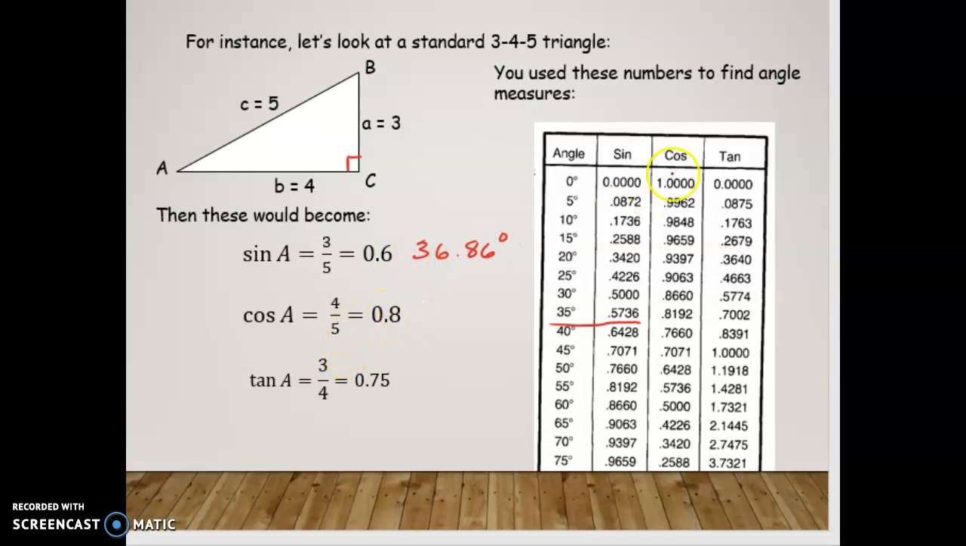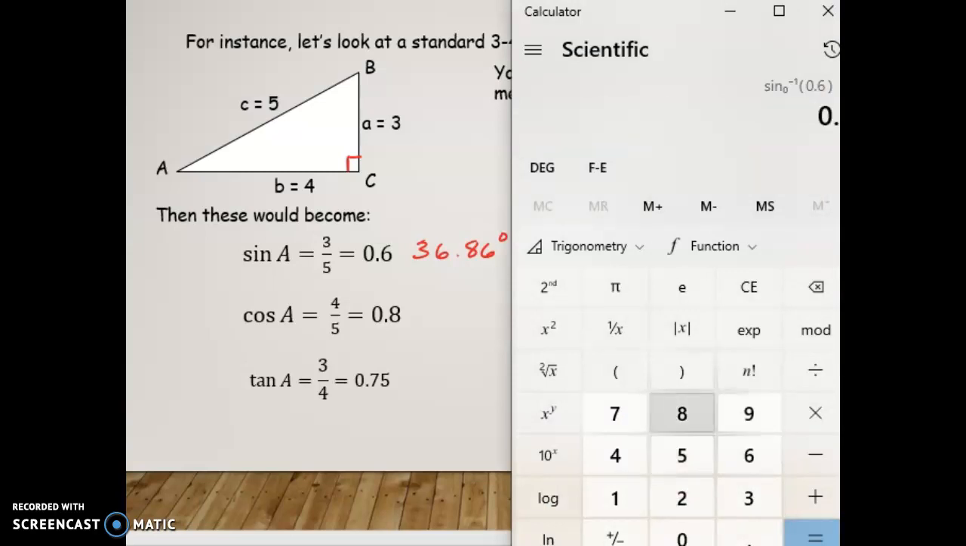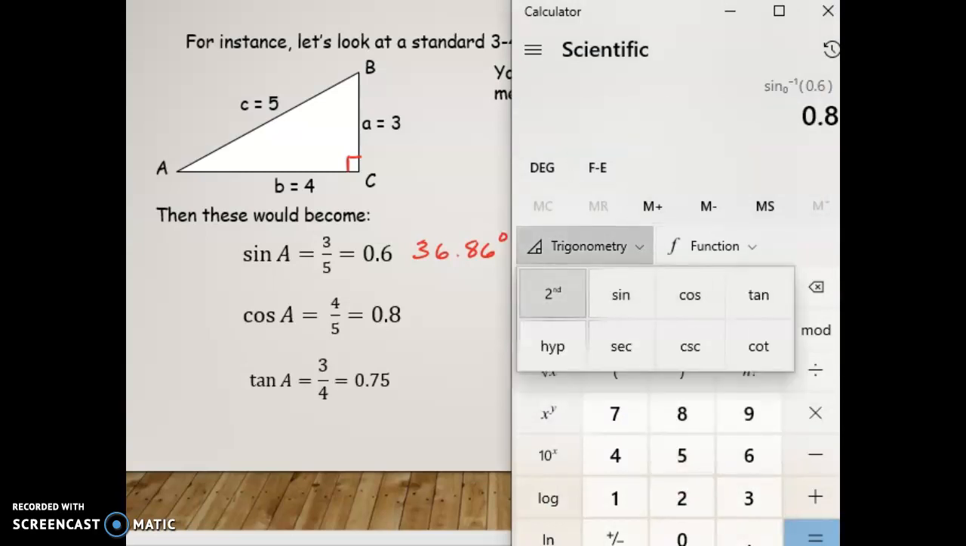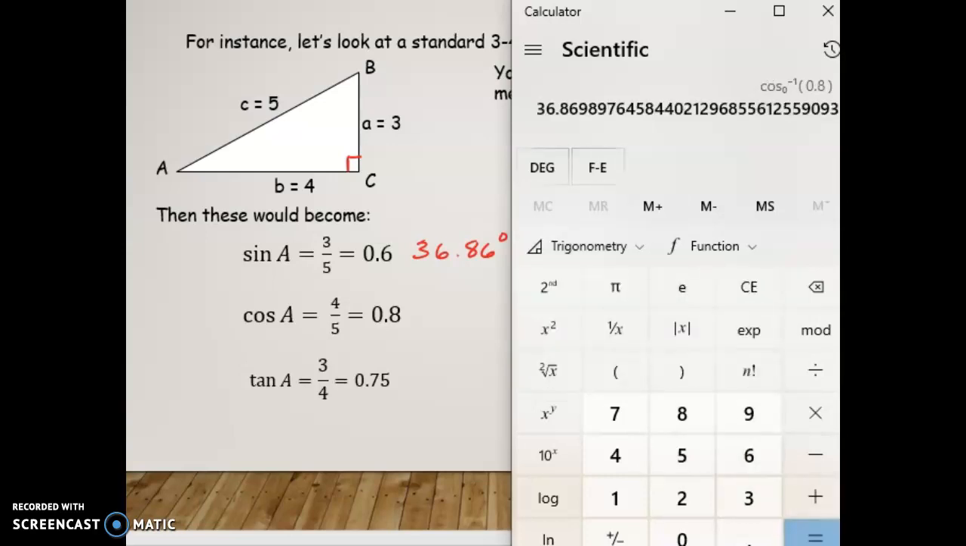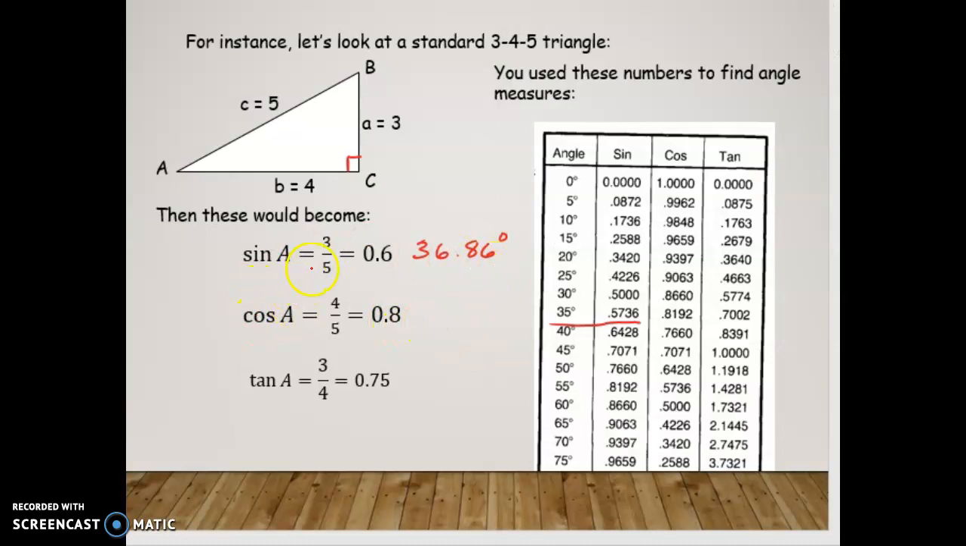You would do that for the cosine, and you'd have the 0.8 with the cosine. Get roughly the same thing, 36.86. So, yeah, you would get the same thing because it's the same angle, A. Do it with the tangent. You would also get the 36.86. That's 0.75, and that's going to be, again, right between the 35 and the 40. So these are actual numbers and actual angle measures that we're dealing with.